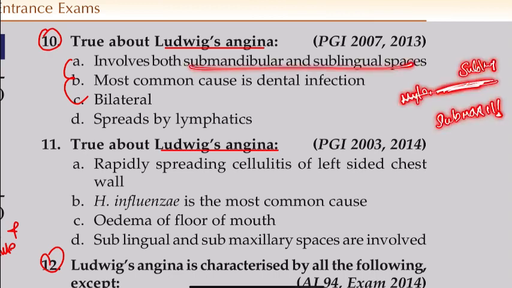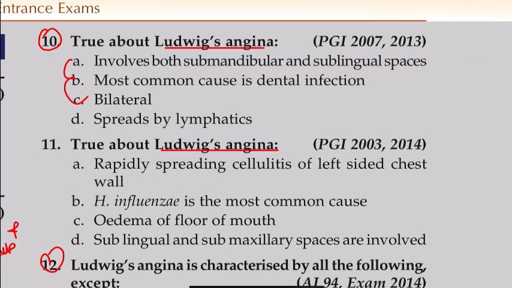It involves both submandibular and sublingual space, right? The most common cause of Ludwig's angina is dental infection. It is bilateral. And the important thing is that it does not spread through lymphatics. It simply spreads through tissue spaces, not through lymphatics. So answer options A, B and C are right.